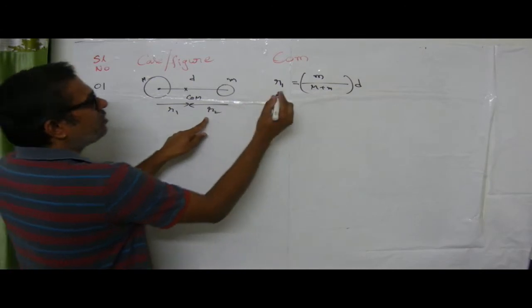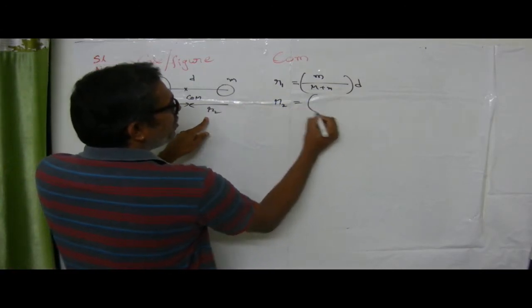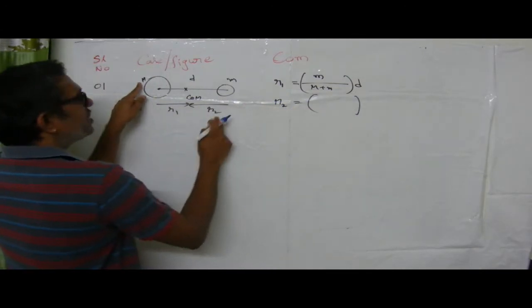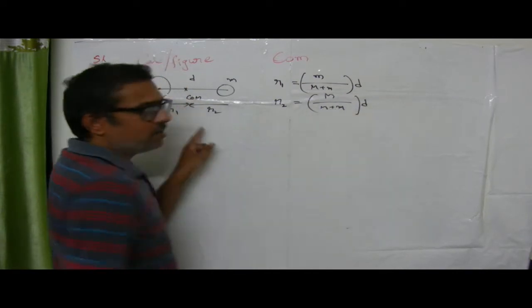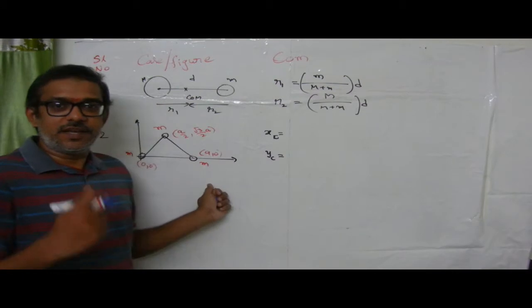And how to find out r2? r2 is equal to, you can take the opposite mass. What is the opposite mass? Capital M divided by M plus m, into d. This is the shortcut. Okay. This is the second case.